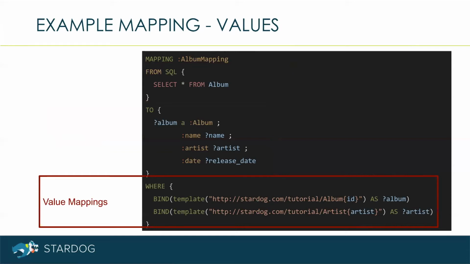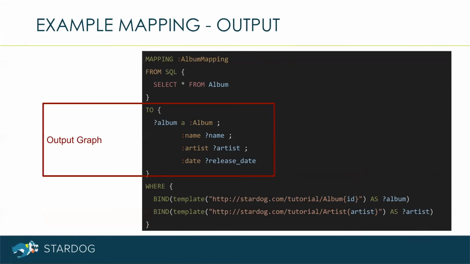So when it does a select star from album, essentially for each row that it finds, it's going to take ID, artist, name, release date, bind them where it needs to bind them, and then you'll get essentially a version of this output graph in your graph, and it'll do that for each row. When you load this mapping in, you can then write SPARQL queries that use these name, artist, date predicates, and behind the scenes, Stardog will rewrite that into the SQL query it needs to use.